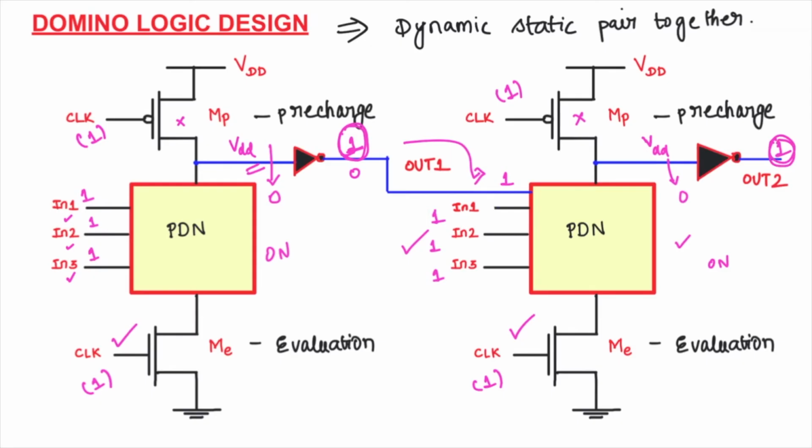So there is only one transition per clock cycle, and using a single clock we are able to achieve this. A single clock is used to pre-charge and evaluate all the gates within a logic block. So this is the additional advantage of using the static inverter in the domino logic design.